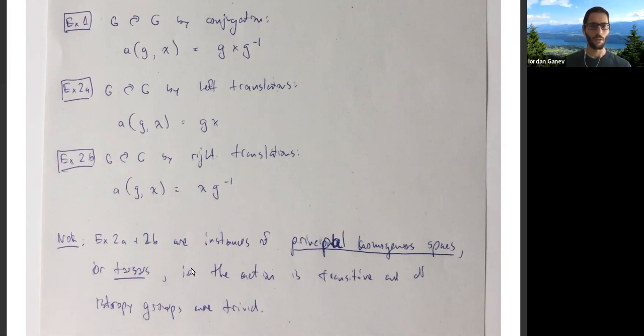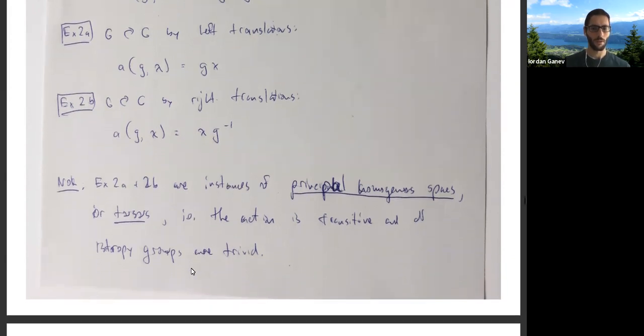Okay, so these are the easiest examples we have of group actions. There's of course the trivial action, so we can take any affine variety and let every element just act by the identity. That's the trivial action, and I guess we also have that.